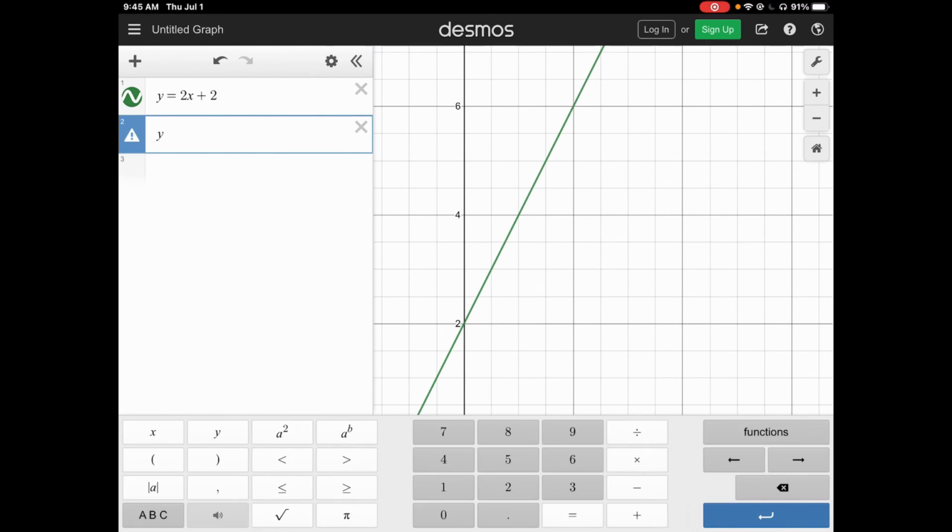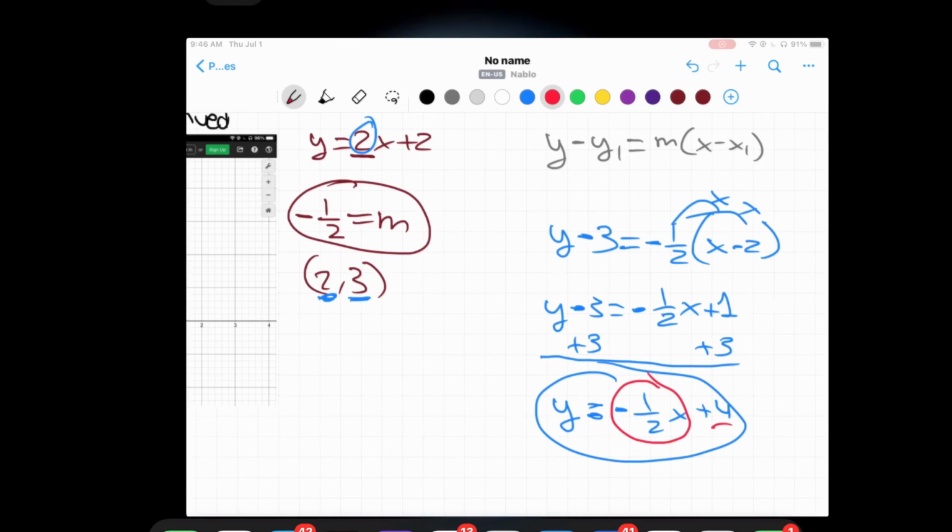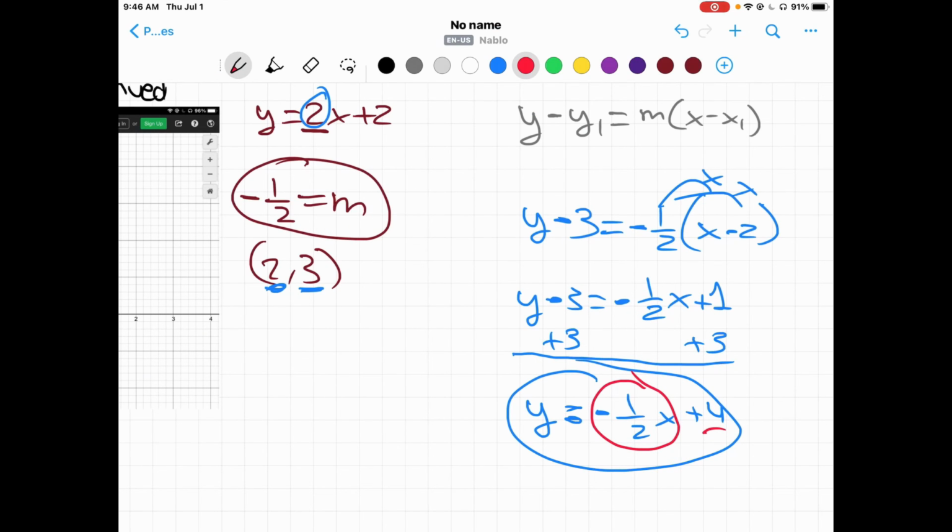So y equals negative 1 half x plus 4. So as you can see, they are perpendicular, and it does pass through the point 2, 3. So now you know how to do this with both parallel and perpendicular lines. You can apply this when you are asked to find a line that is either parallel or perpendicular to the original one that passes through a certain point.